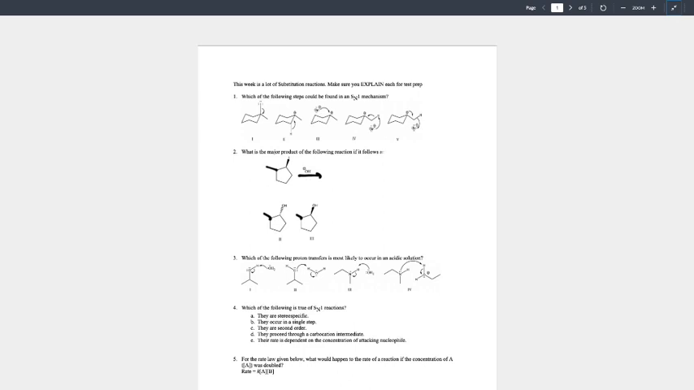How do I know? Well, what I would have to do is go back to those 4 characteristics for my substitution reactions. Those 4 characteristics are solvent. No solvents given, so bad choice. Try again.